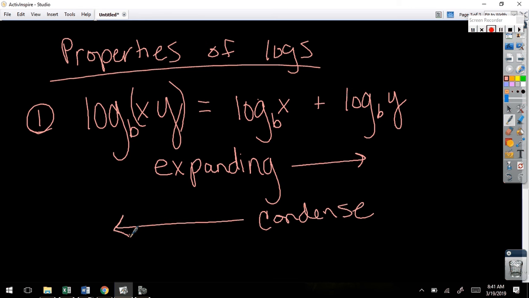Again, I think the easiest thing to do is to give you the three properties and then we'll put them all together. All right, property number two.